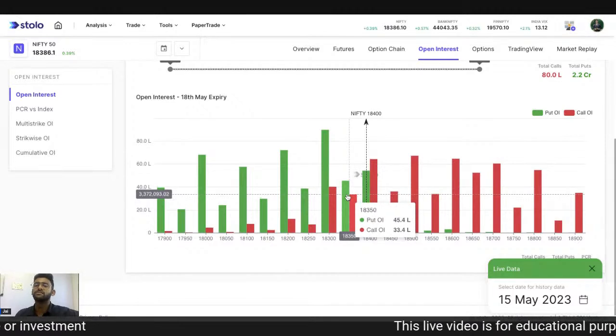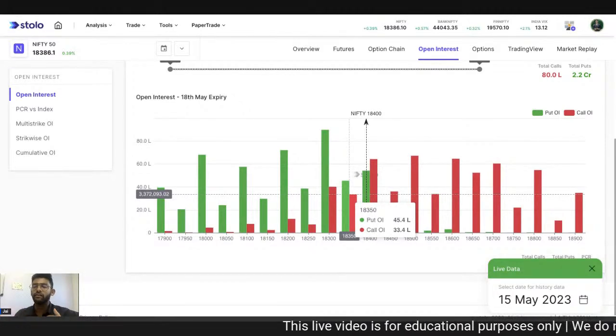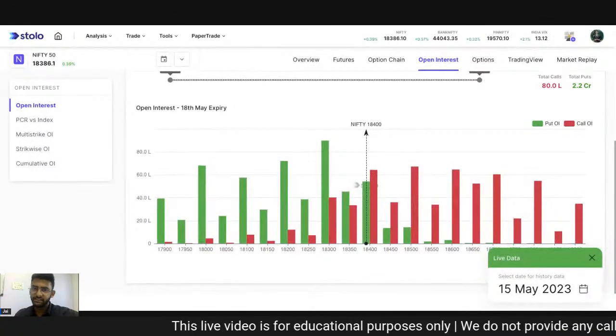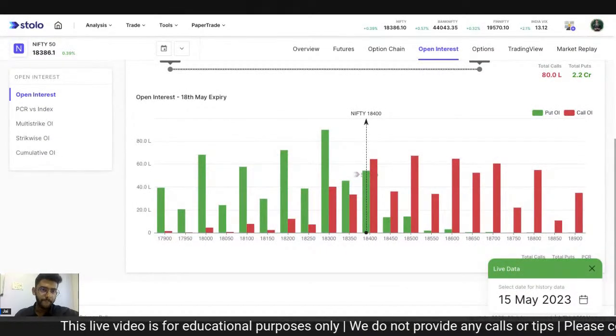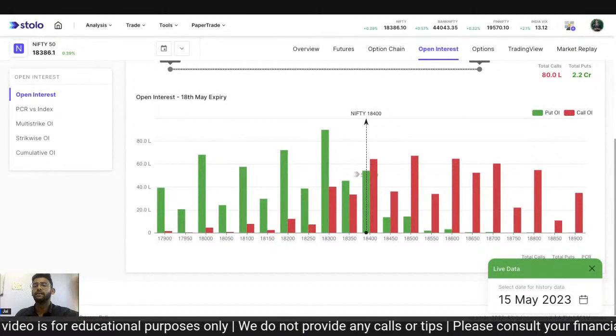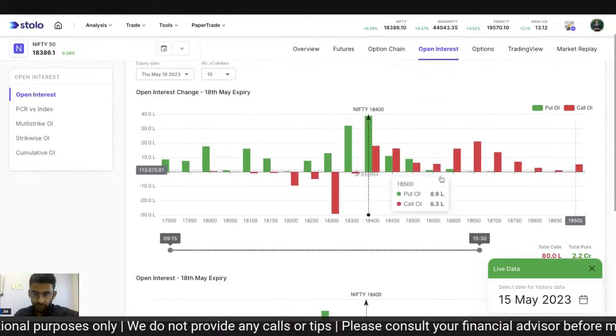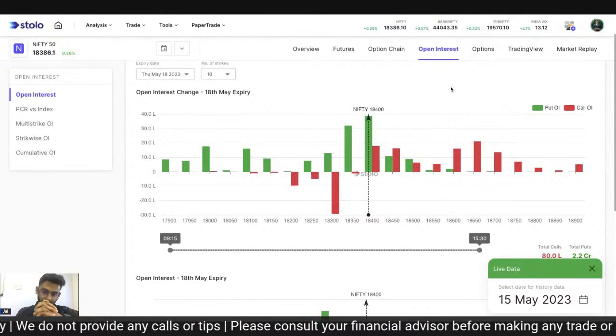18,350 is not very strong, which tells that it could fluctuate a little. We have at least around 3 more days for the market to end. And you can let me know in the comments if you have taken any trades as well.